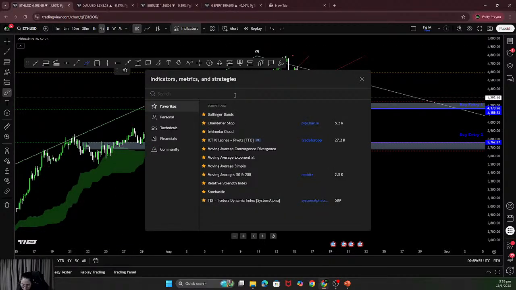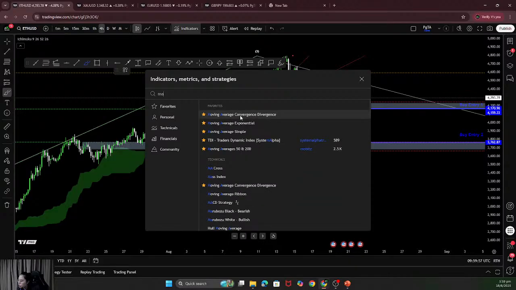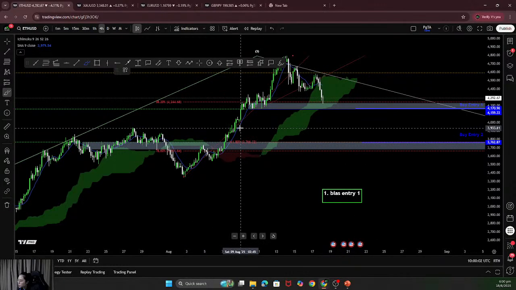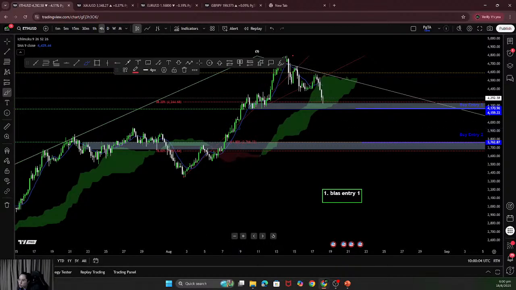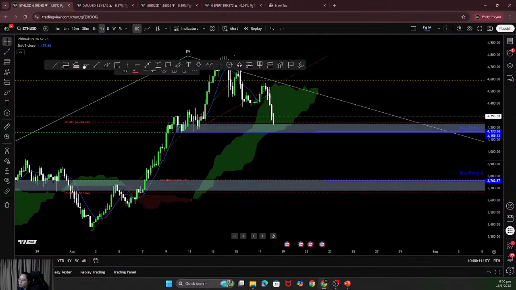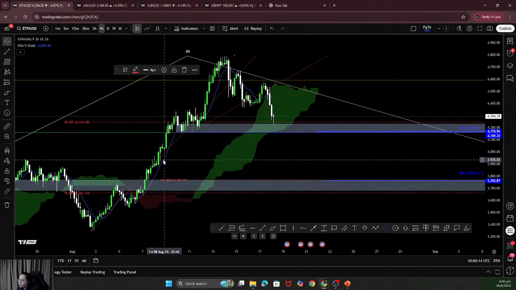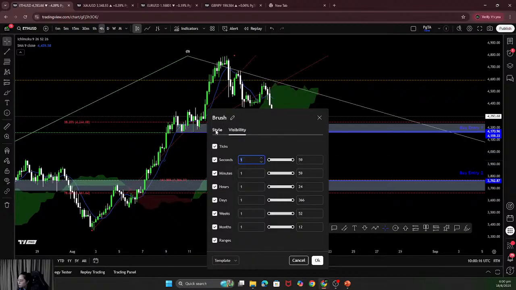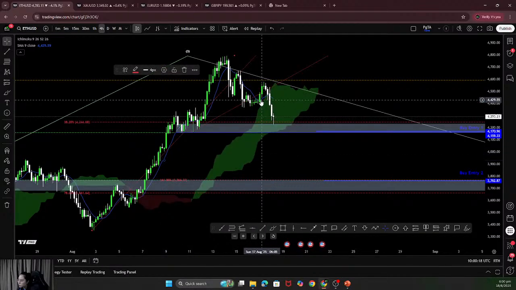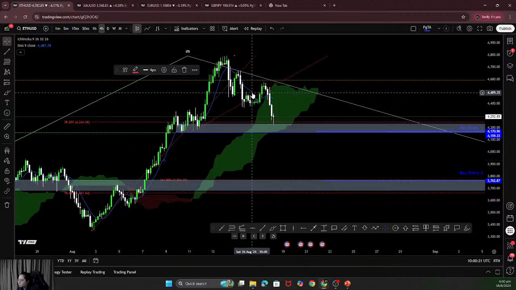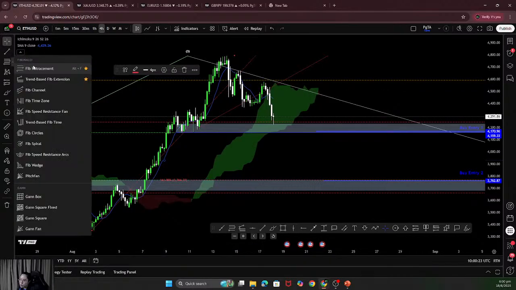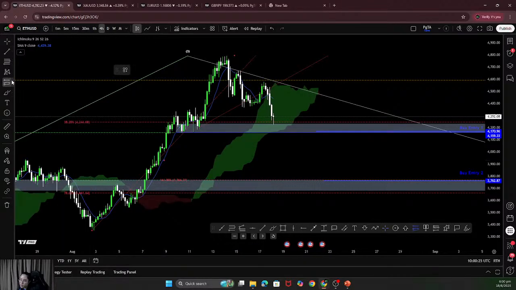So let me pull out more indicators. Golden cross, moving average. Let's try simple moving average, 50 and 100. Bearish channel. Oh, on the smaller time frame. Okay. I kind of have a rough idea of what I want to do now.